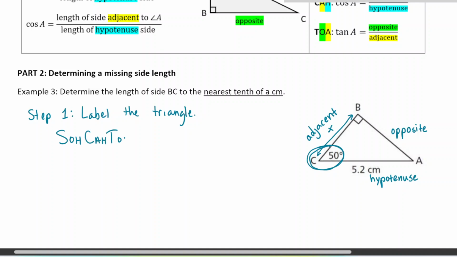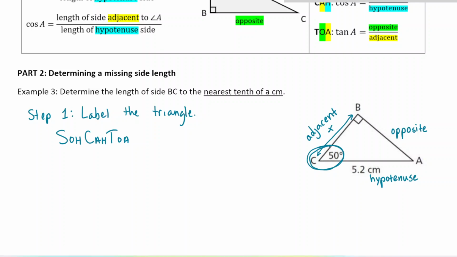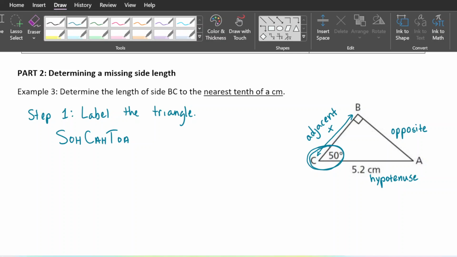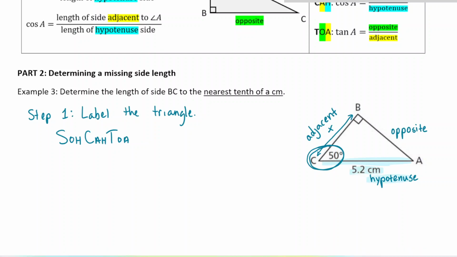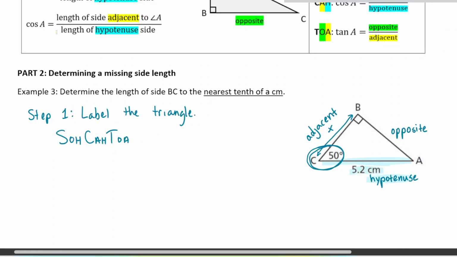The question doesn't tell us which of the three ratios to use, so we have to use our brains and think about which one is the best. So I'm just going to do some highlighting here. Sorry, the hypotenuse side is blue, adjacent side is yellow, and opposite side is green.